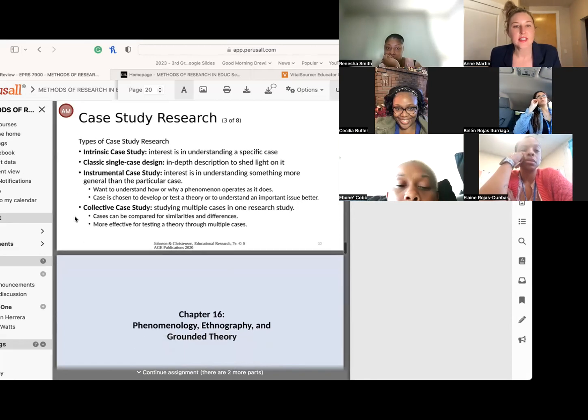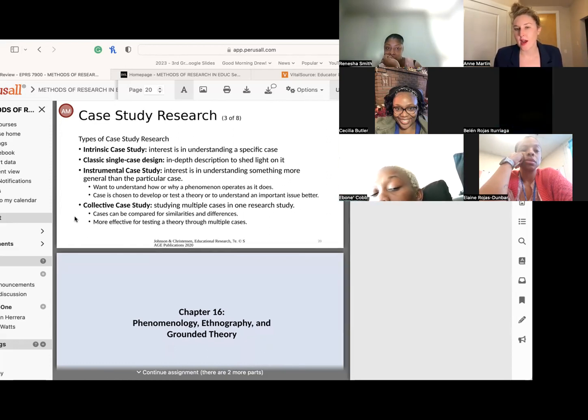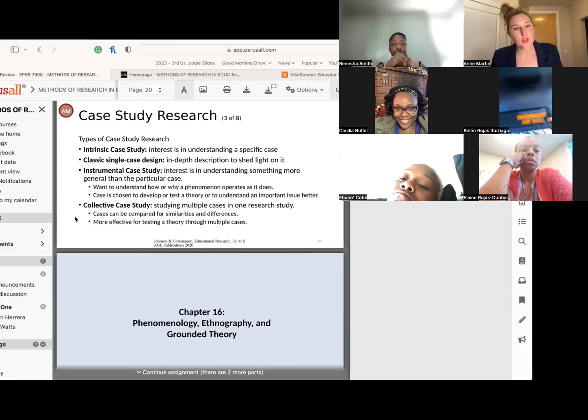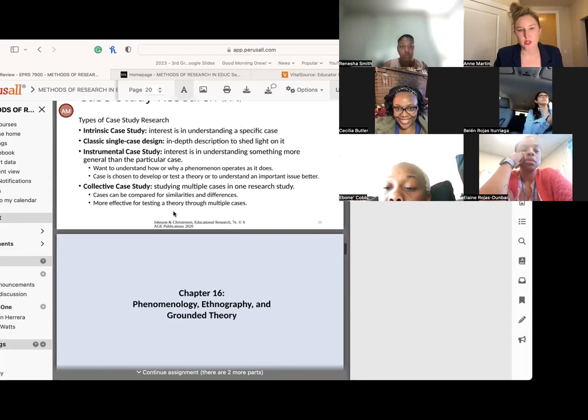And then collective case study is when you do more than one location to either look at similarities and differences, or to establish a theory, or to have a better understanding through looking at more than one. So this could be, again, with the after school programs example, you could look at some different types to try to understand what's happening.